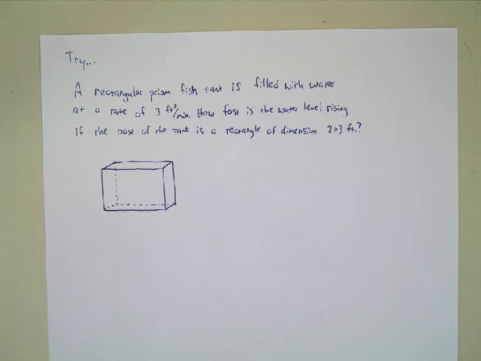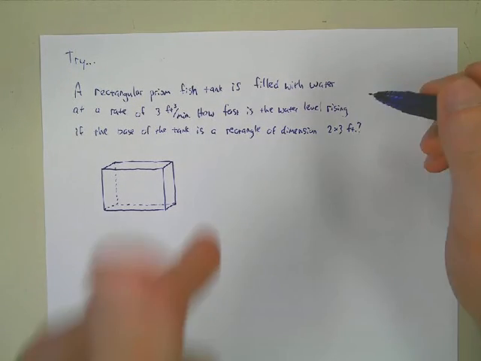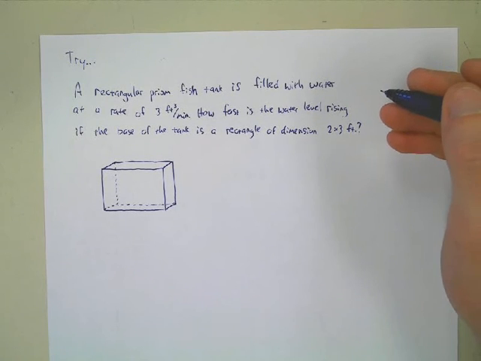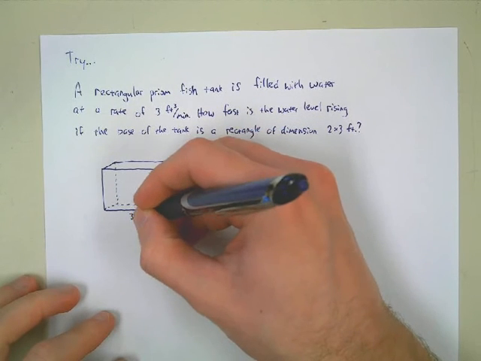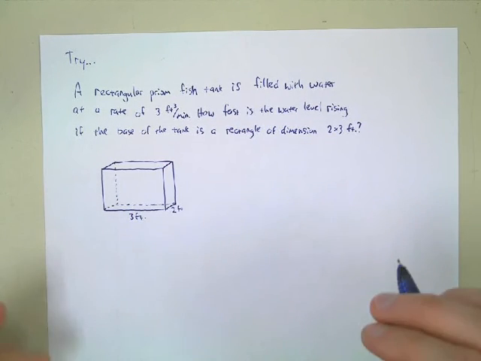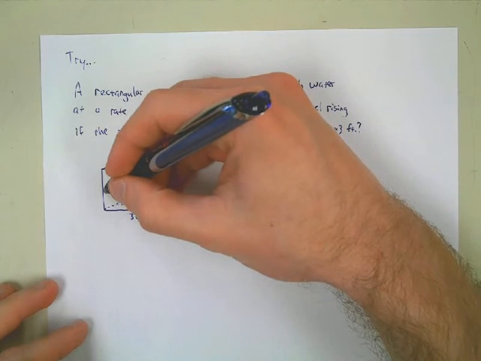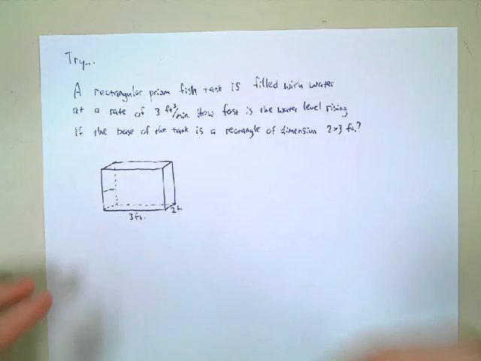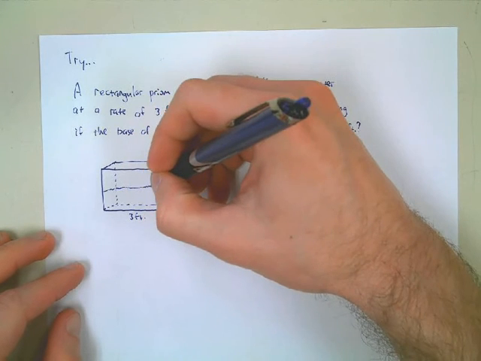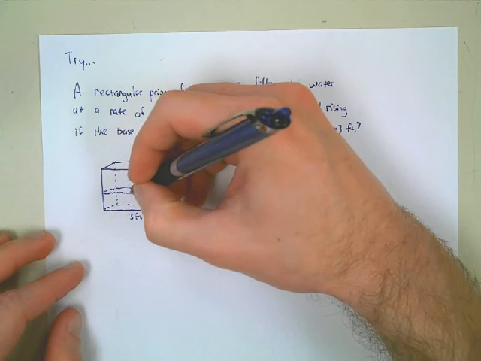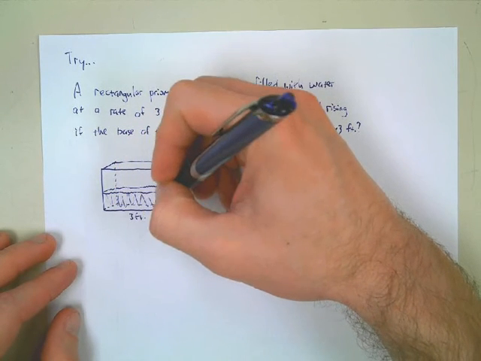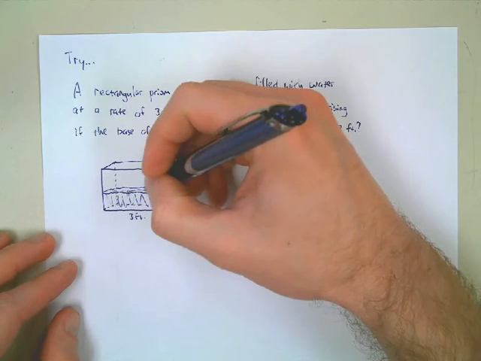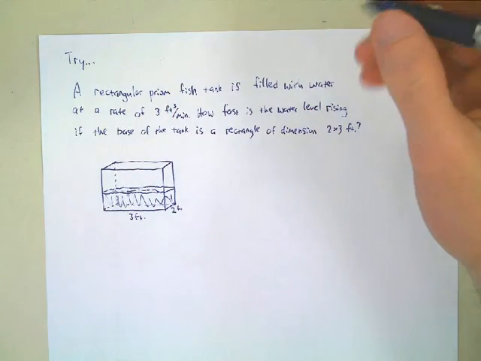How fast is the water level rising? The base of the tank is a rectangular dimension 2 by 3 feet. So, I'll say this is the 2 side, and that is the 3 side, and we've got water in the tank. Happy little water. Some ripples. And we don't know H. So we know the volume formula here is length times width times height.